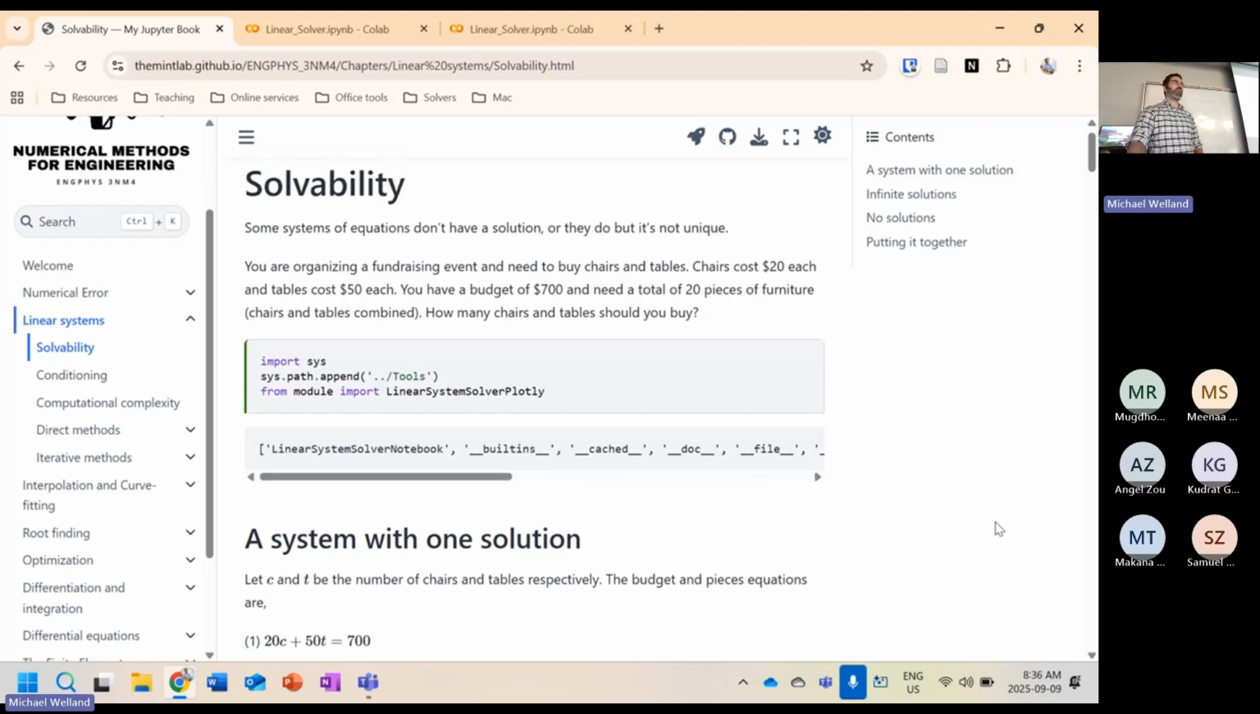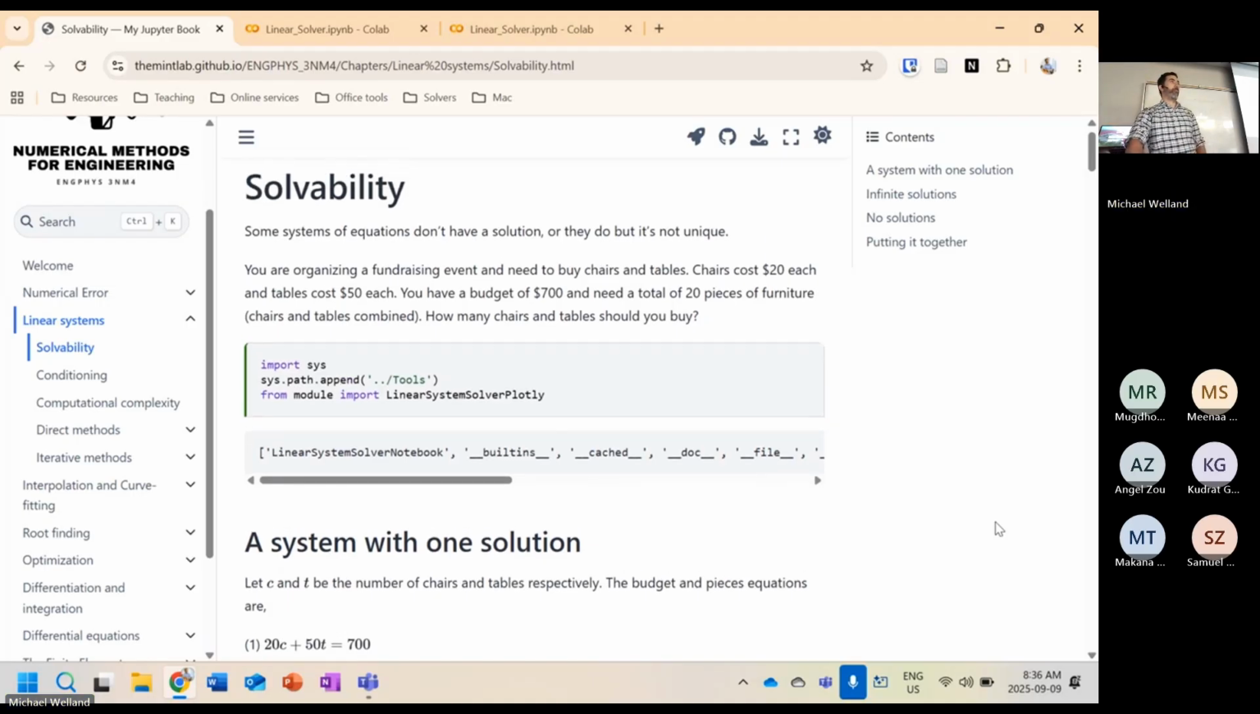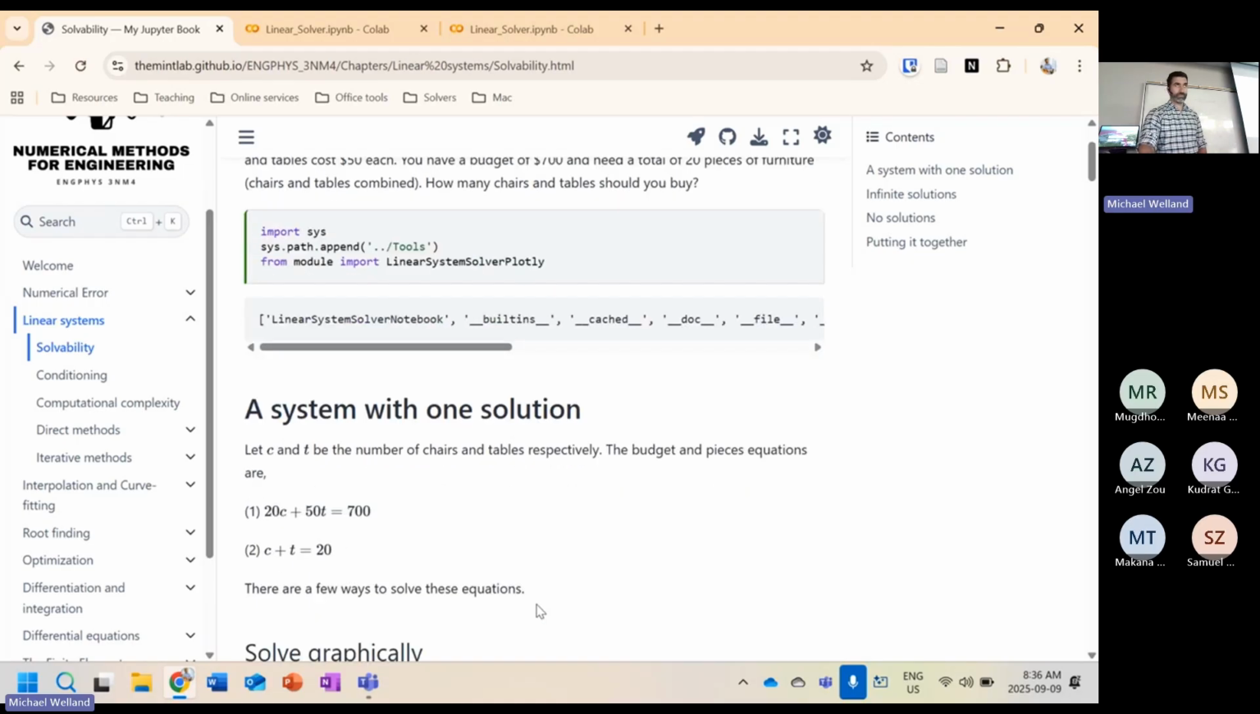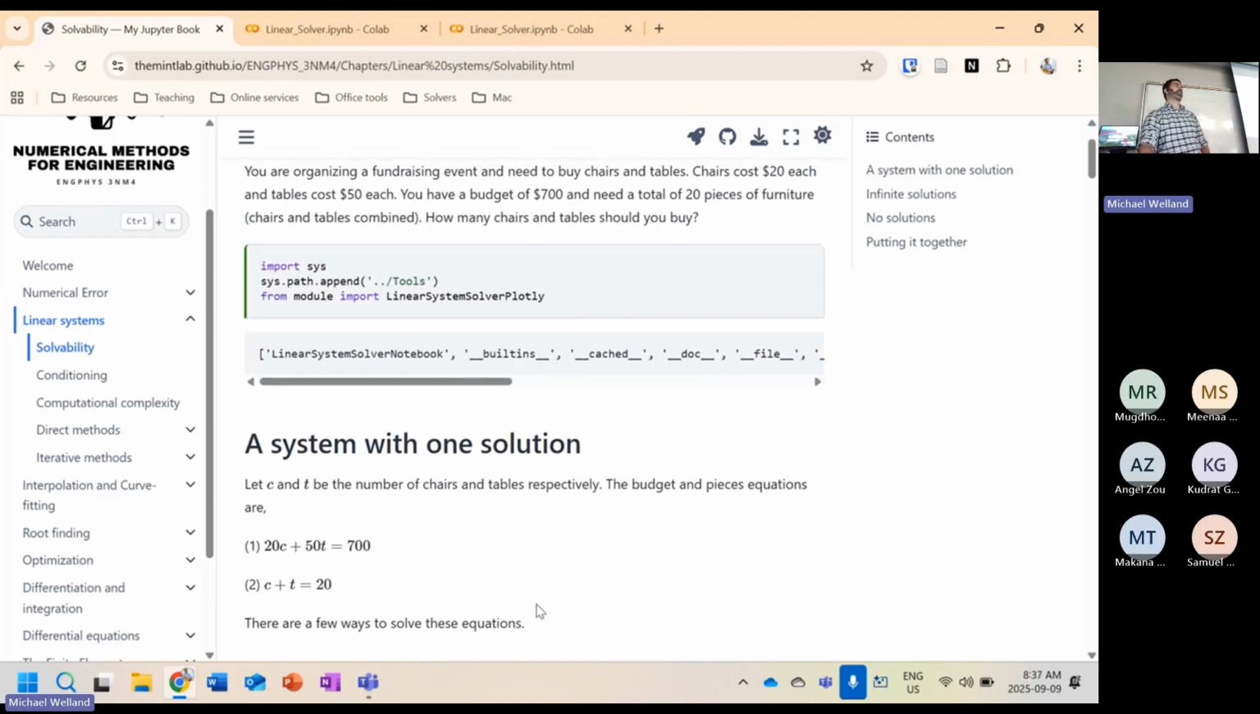So anybody not know how to do this sort of thing? Excellent. Okay, I'm going to go through it anyway. So chairs cost $20. So you say that C is the number of chairs. You say that T is the number of tables. $20 times the number of chairs plus $50 times the number of tables equals your budget, 700, right? But chairs plus tables has to equal 20 because you need 20 pieces of furniture. Okay, anybody? That's good? Good.